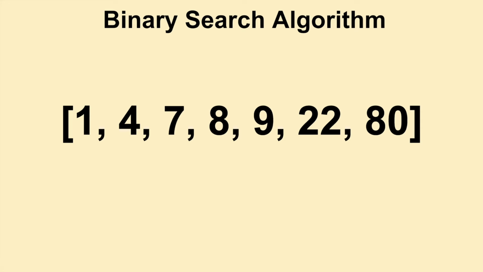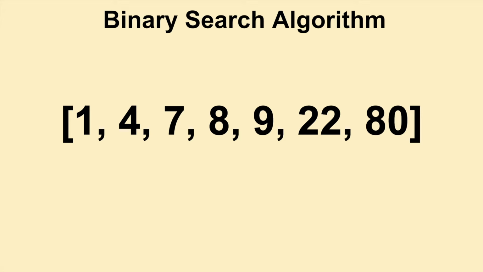Well, you first need a sorted list, and as you see here, we have a sorted list: 1, 4, 7, 8, 9, 22, and 80. So you're searching for a number, letter, or some value, and instead of searching through the whole list using a for loop, you start in the middle of the list, and you want to see what index something is in. And remember, indexing starts at 0. So 1 is in the 0 index, 4 is in the first, 7 is in the second, and so forth.